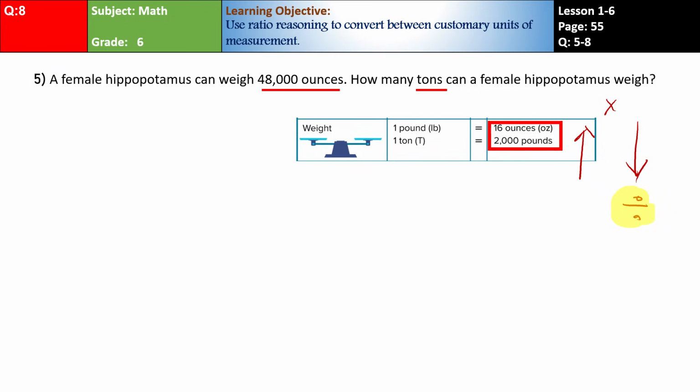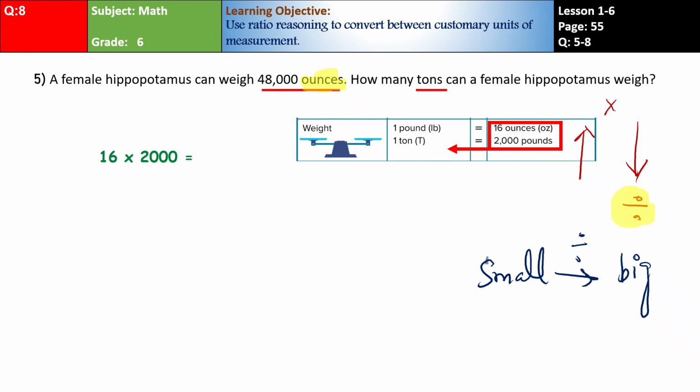When a smaller unit is given, this is a smaller unit, and we are going to convert it into a big unit, what will you do? Divide. So we are provided with 48,000 ounces. Now here we have 16 and 2000. As in the last question, we did 16 times 2000 gives us 32,000. Now 1 ton has 32,000 ounces.